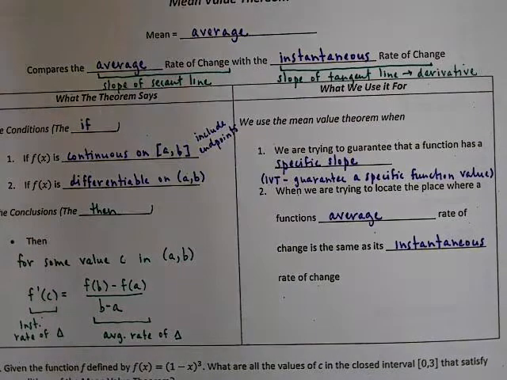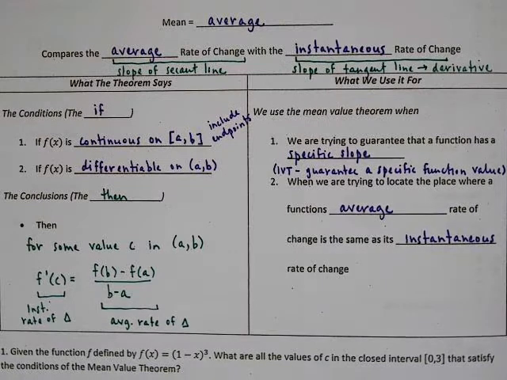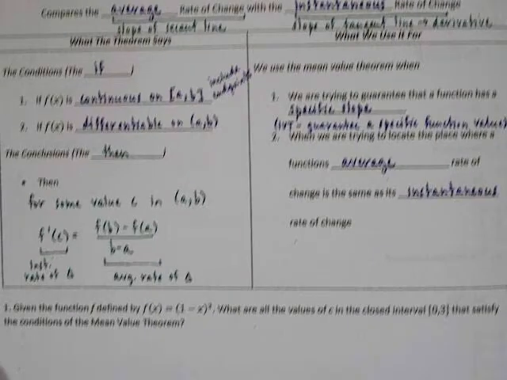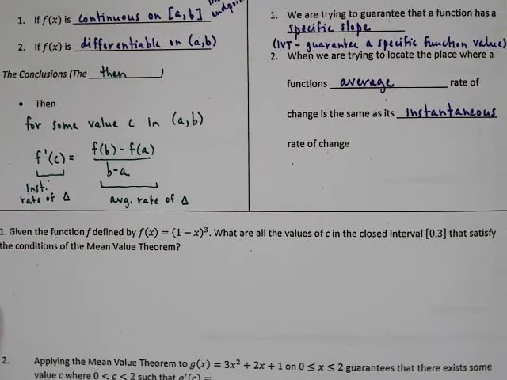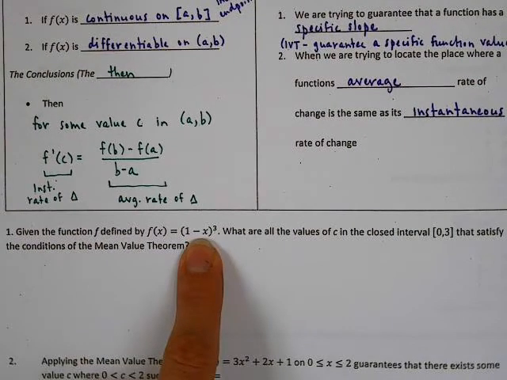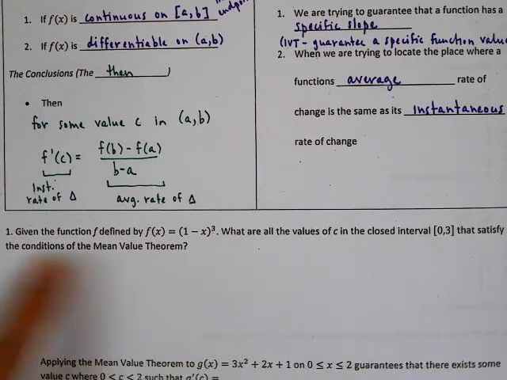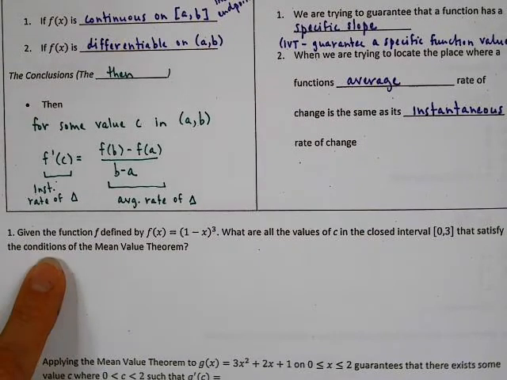All right, so let's go ahead and see what these problems are going to look like. Sorry, that's been all crooked. All right, here's the first one. It says, given the function f defined here, what are all values of c in the closed interval from 0 to 3 that satisfy the conditions of the mean value theorem?